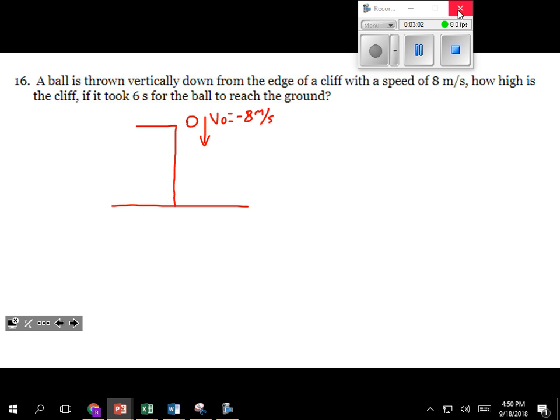Okay, so if I was writing my givens, my initial velocity would be negative 8 meters per second. My acceleration is given. Well, it's not given, but it's understood. And the time is 6 seconds. And we are looking for the height of the cliff. So D is equal to the unknown. And we know it took 6 seconds to hit the ground. Alright, so if you look at these givens, you have the initial velocity, you have time, you have acceleration, you have distance. So the only equation that makes sense in this case is this one.